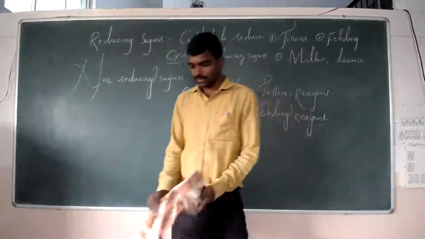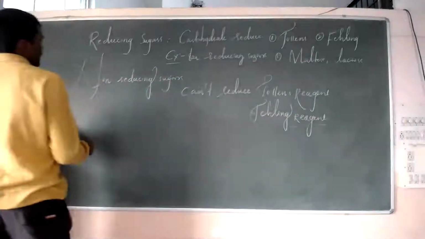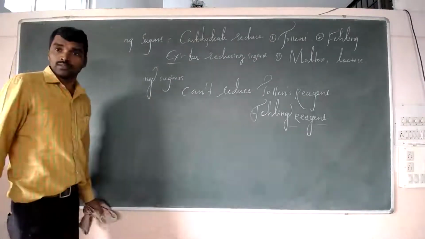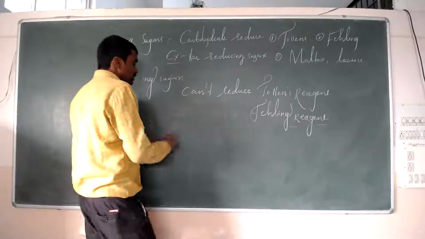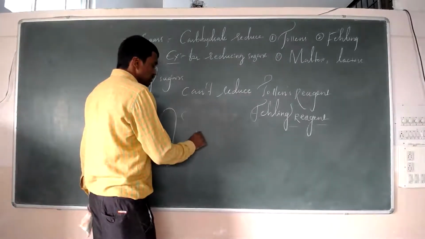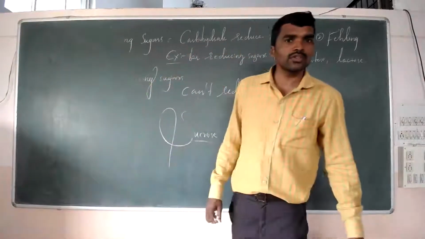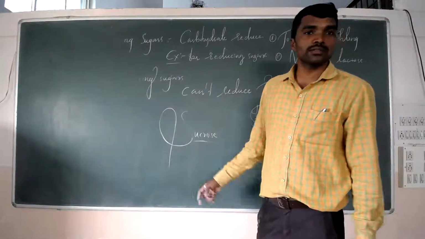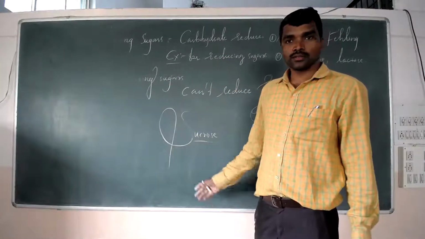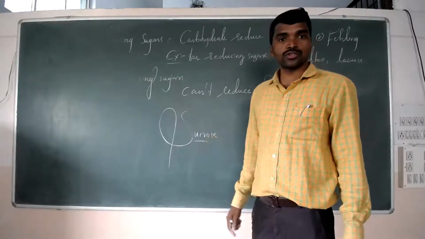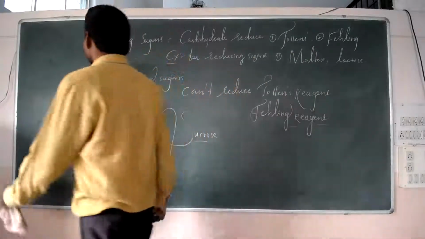Okay? Right. And next, what's an example, sir? The example for non-reducing sugars you remember is sucrose. Where is sucrose present? Table sugar, which we normally use in the kitchen. That is sucrose. Okay?